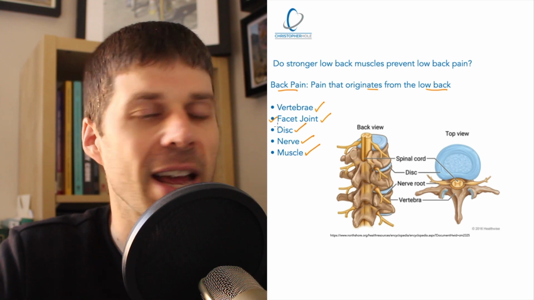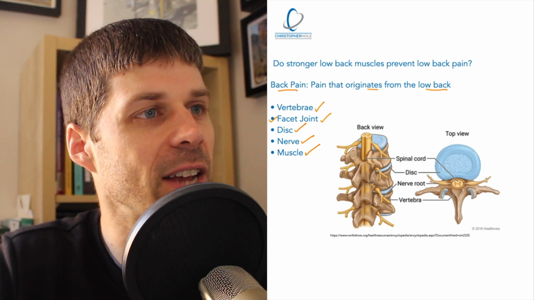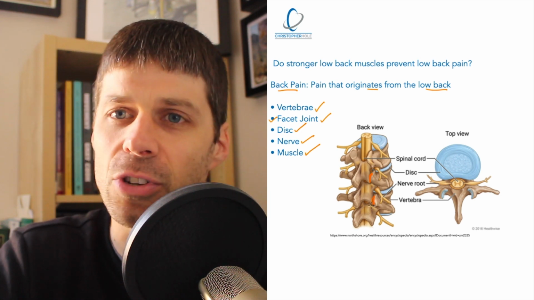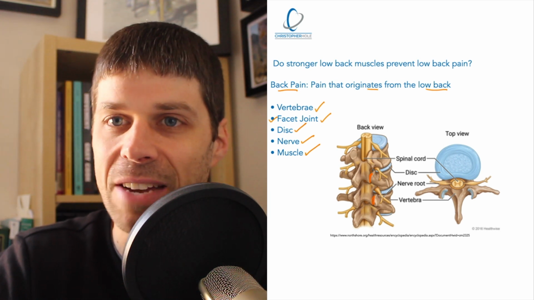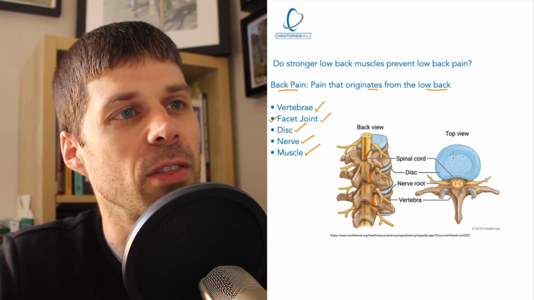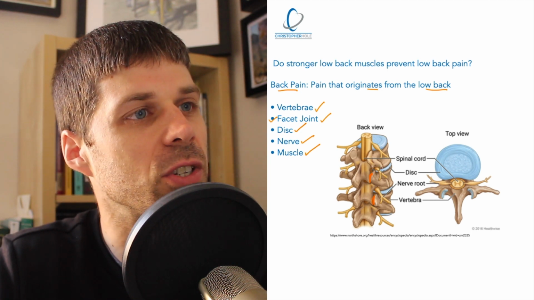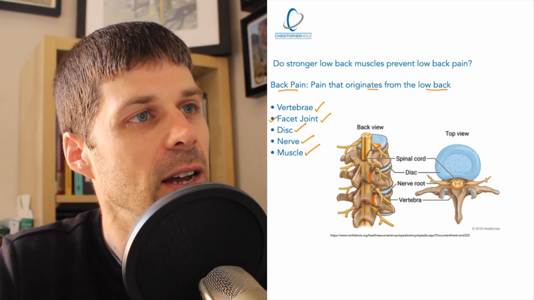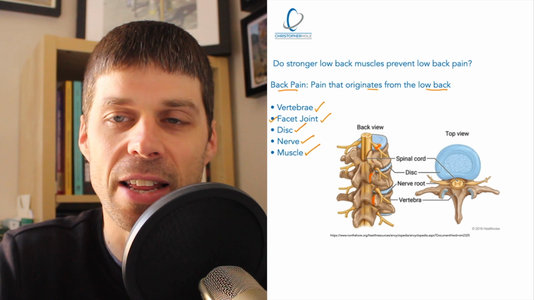When it comes to the facet joints, if it's coming from these facet joints that go in between these vertebrae here, again, the strength of a lower back muscle isn't going to make any difference to that. The disc and the nerve: if this disc here is pushing onto this nerve here, again, the strength isn't going to really have anything to do with that either.